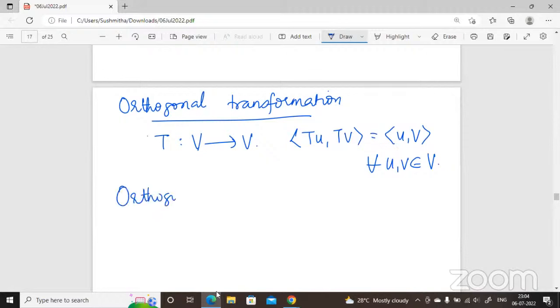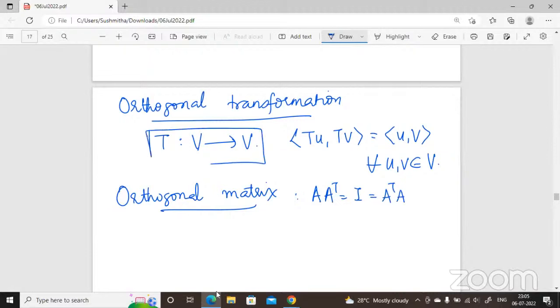And an orthogonal matrix is a matrix that satisfies A A transpose is identity, A transpose A is identity. So for this course, this is what we take. So that is why we are considering only square matrices. So this happens.